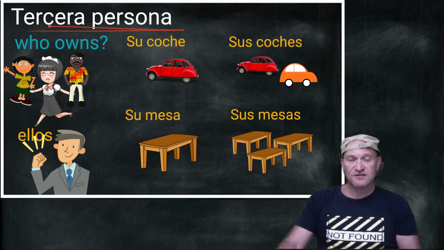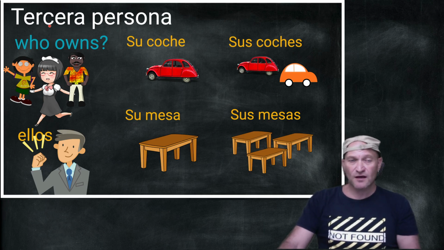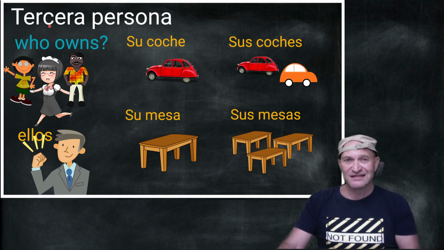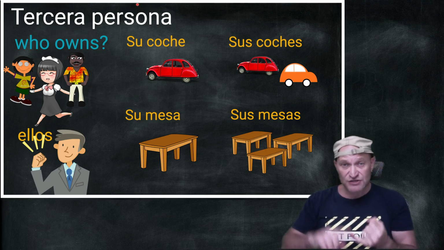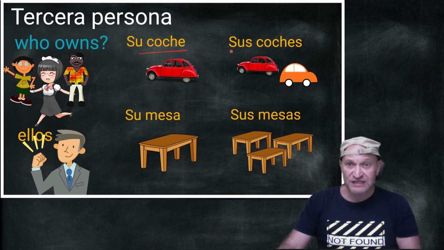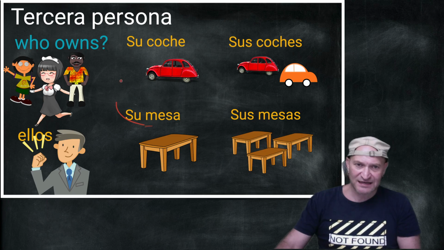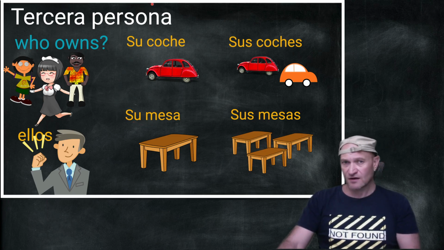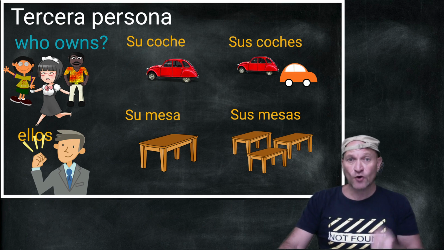And la tercera persona, the third person in plural, ellos, they, I'm talking about them, is exactly the same as his and her. In Spanish, his, her, and their is exactly the same. Su coche, sus coches. And you can see it doesn't change in feminine. We don't say sa mesa, we say su mesa, exactly the same as in masculine. Okay, sus. In English, his, her, or their.